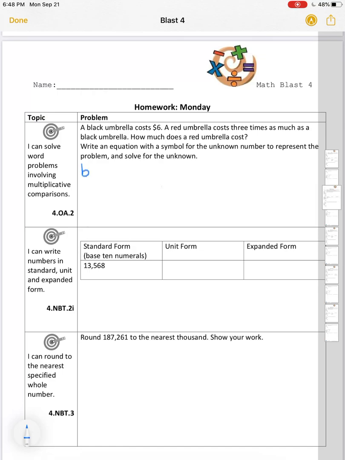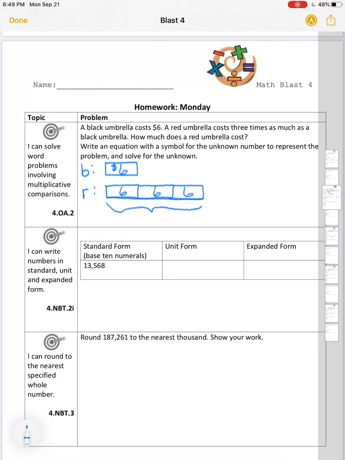We know that the black umbrella costs $6. I'll draw a tape diagram here to represent the black umbrella's cost. The red umbrella is 3 times as much as the black umbrella. So I'm going to draw 3 pieces of tape, each representing that $6. And so the total cost for the red umbrella is going to be 3 groups of 6.